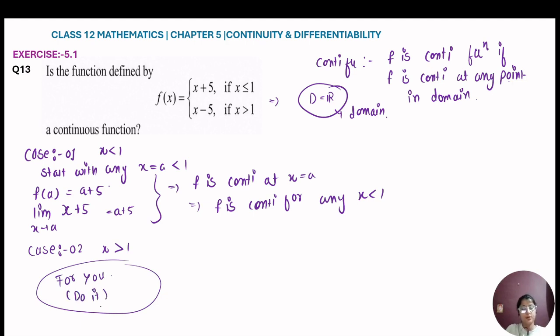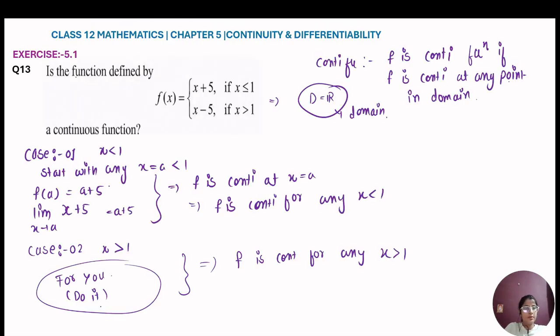Do it. It's easy, the same procedure as you did in case 1. So I will just tell you the conclusion. From here also, f is continuous for any x greater than 1. So in the domain, we are left only with the point where x equals 1. For greater than 1, it is continuous. For less than 1, it is continuous. So we are left only with the point x equals 1.